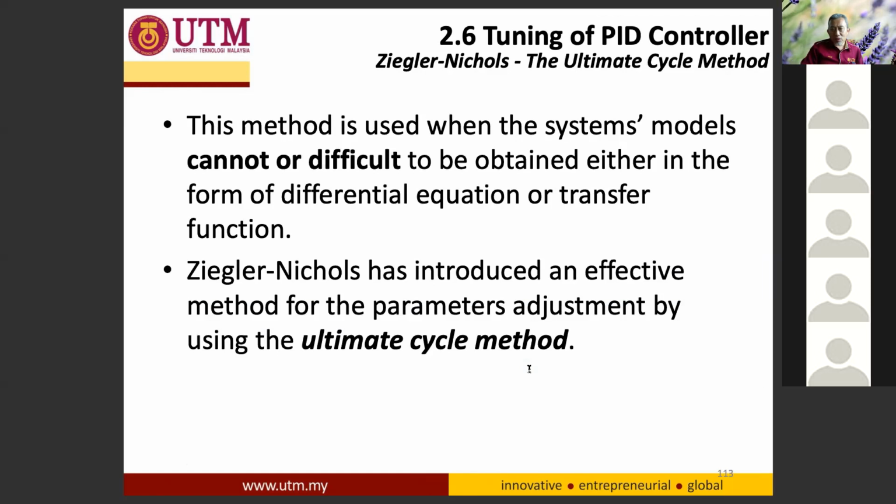So the Ziggler-Nichols method is used when the system model cannot or is difficult to be obtained, either in the form of differential equation or transfer functions. Okay, so Ziggler-Nichols introduced an effective method for the parameters adjustment, which is known as the alternate cycle method. Okay, so they have a cycling of signals that we calculate in order to find the KP, KD and KI values.